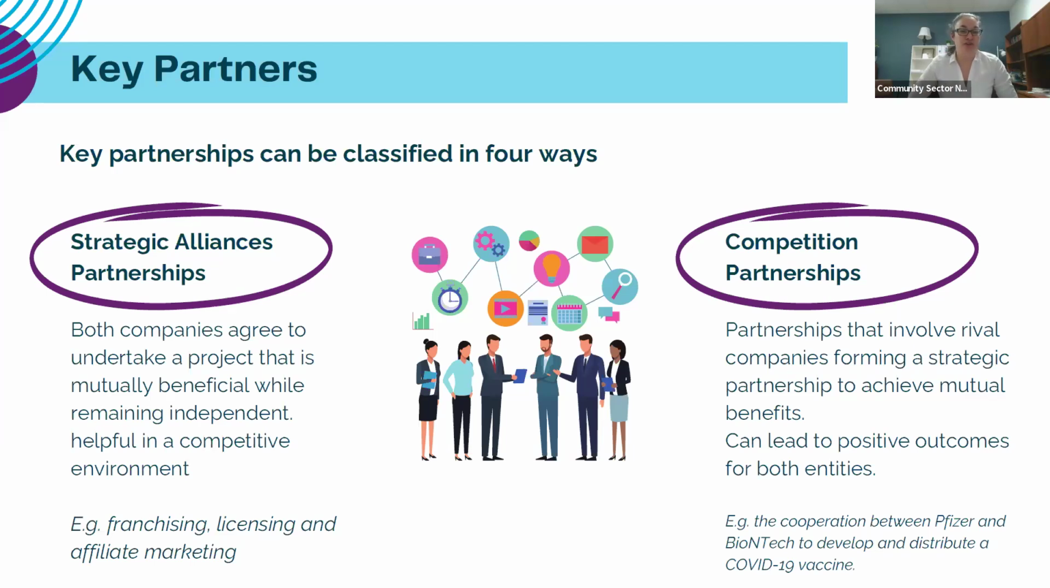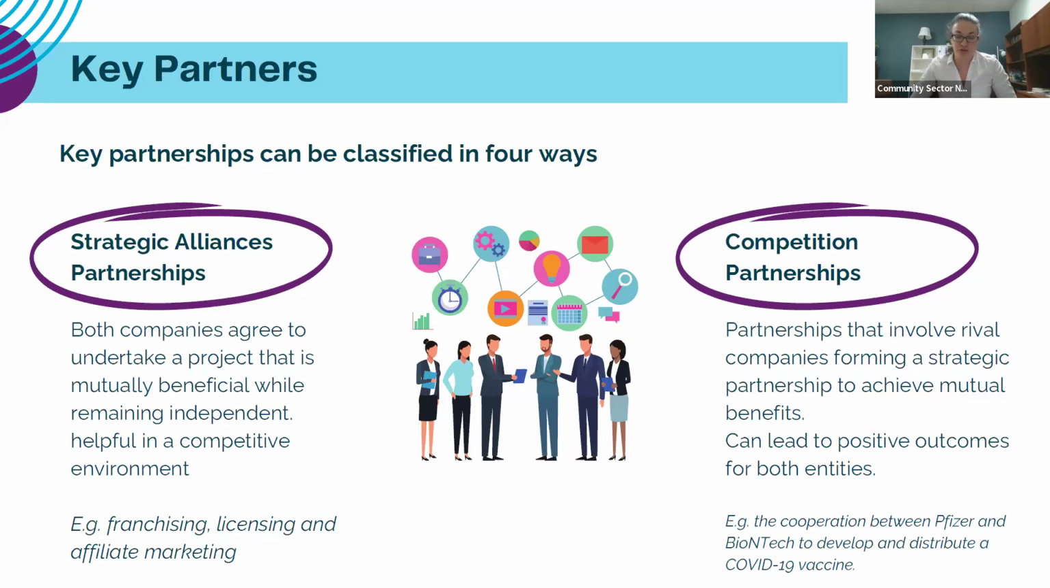So you can form strategic alliances with other organizations or companies where you take on a project while remaining independent. So you could do a different type of franchising or licensing. In some circumstances, you can develop what they call co-opetition. So a relationship that might have initially been a competition, but then there's a mutual benefit for both parties that can lead to a positive outcome.